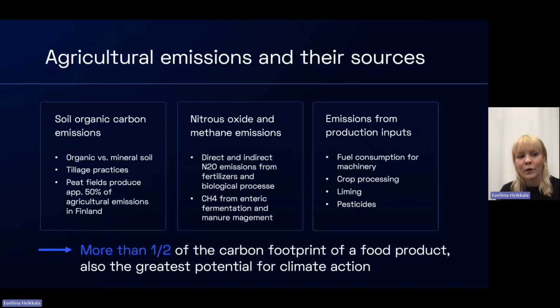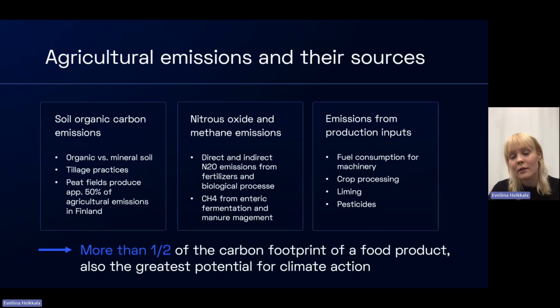And therefore, we should always promote the cultivation to be happening in mineral soils, because the organic and mineral soil carbon stocks behave a bit differently, and therefore the emissions from organic lands are much greater. And this difference between organic and mineral soils is very well illustrated by the fact that peat fields, which are organic soils, produce approximately half of the agricultural emissions in Finland, even though they cover only approximately 10% of the agricultural land here.